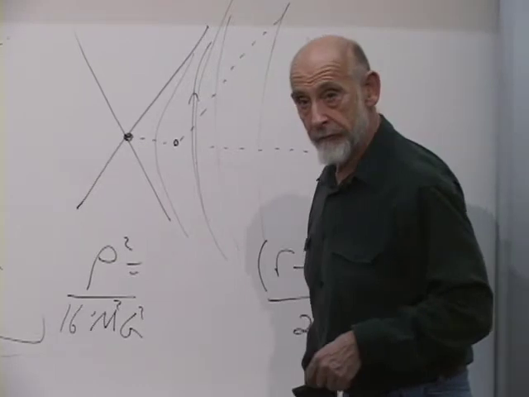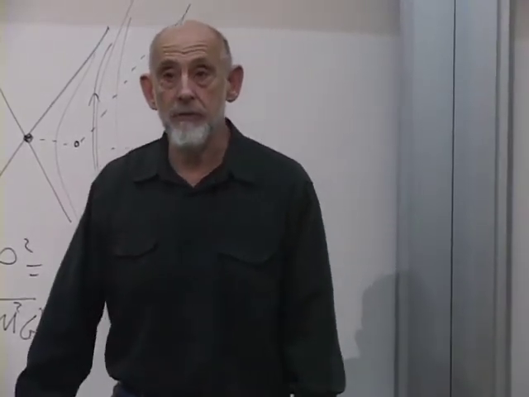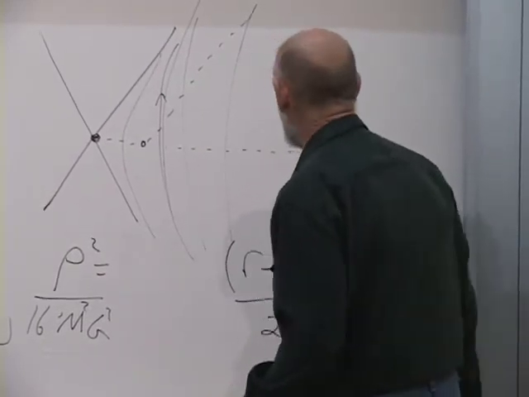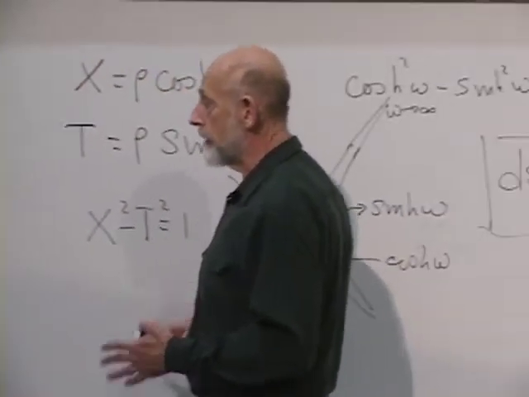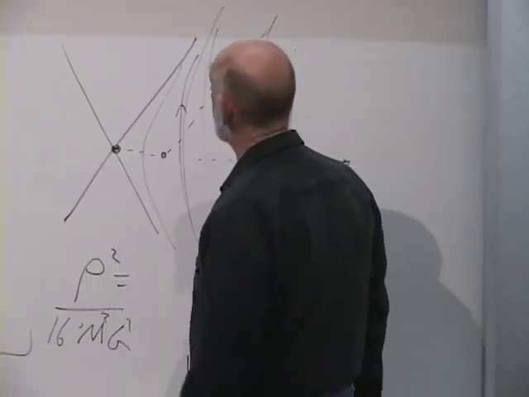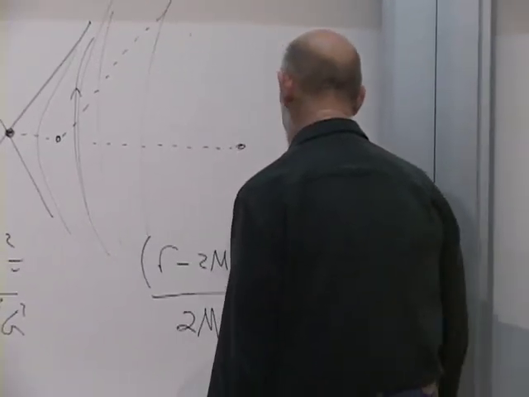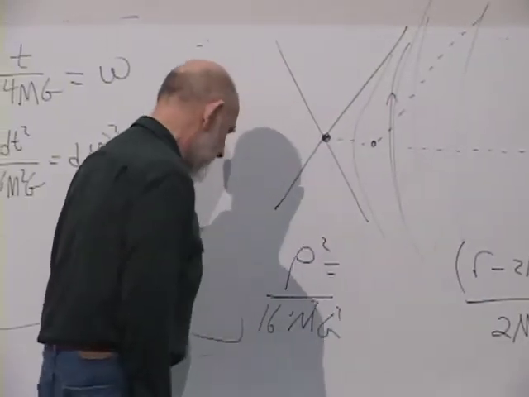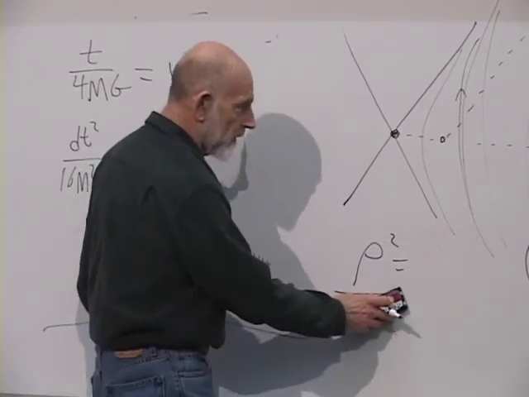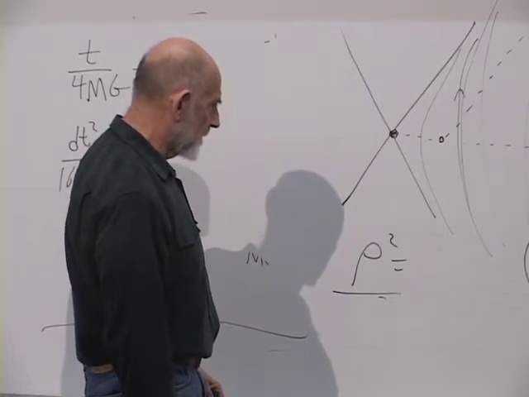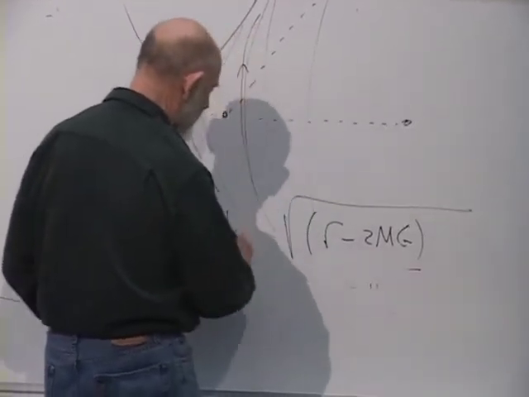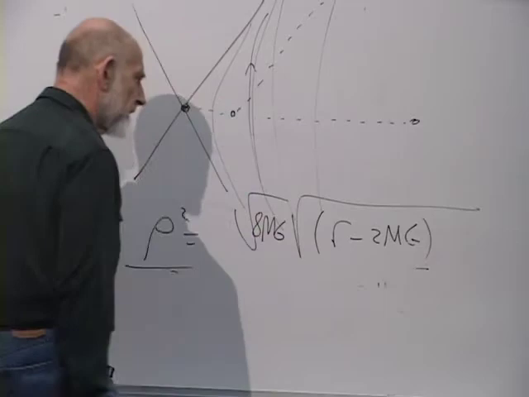Is one hyperbola a particular proper time or a particular distance? One hyperbola is a given proper distance from the horizon. Each hyperbola is a given distance from the horizon. Remember, there's a coordinate transformation between r and rho. Where is it? We had it written down somewhere. Here it is. Let's get it back again. It's got a square root and then another square root of 8mg.